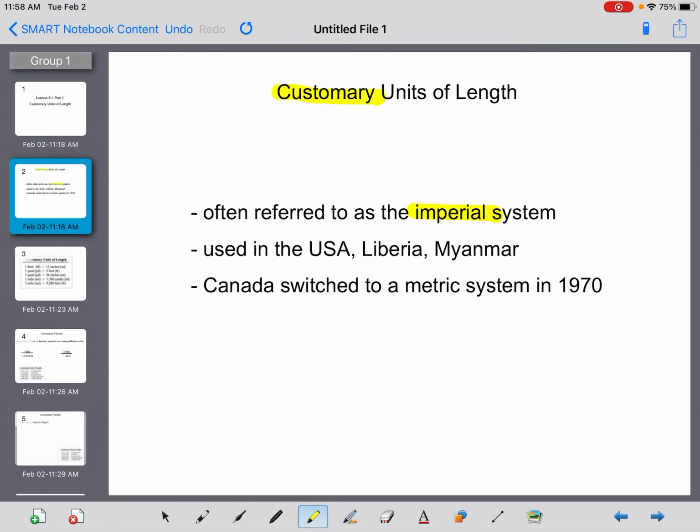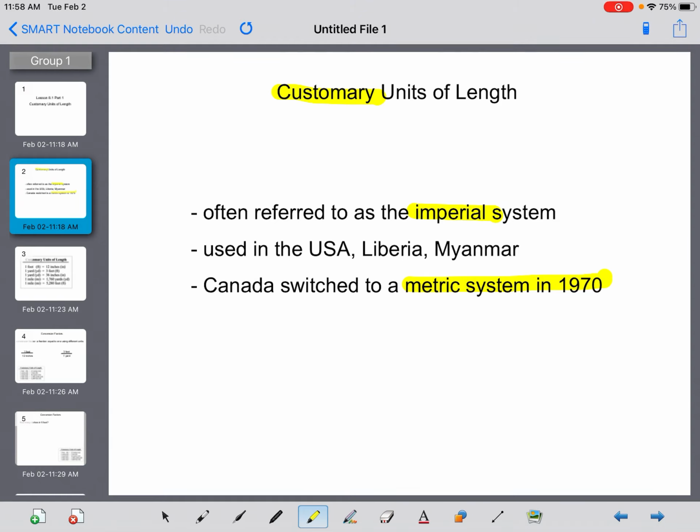Often, probably even by your parents and grandparents, we would refer to customary units as the same as the imperial system. So the imperial or customary system is only used actually in 3 countries in the world left that use it: the United States, Liberia, and Myanmar. Those are the only 3 countries in the world that use this imperial or customary system. Canada and really all of Britain and other countries in the world used to use this customary system, but we switched to the metric system in 1970.